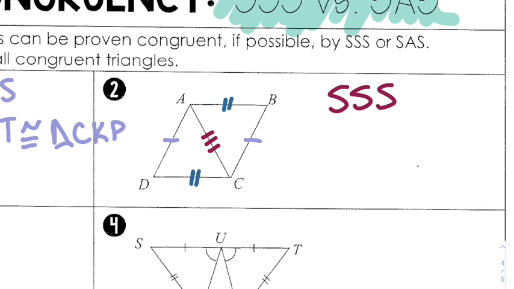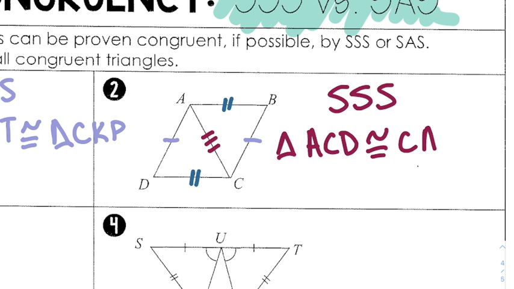So if I were to write a congruency statement, it would be triangle, let's see here. Let's do ACD is congruent. Well, angle A is congruent to angle C. Angle C is congruent to angle A. And angle D is congruent to angle B. Okay.